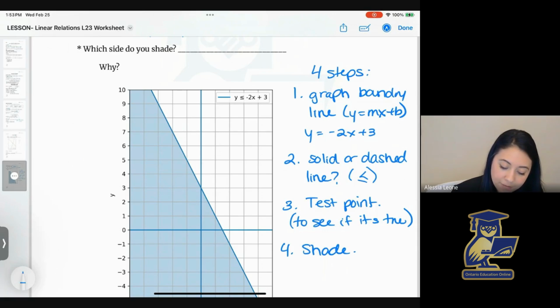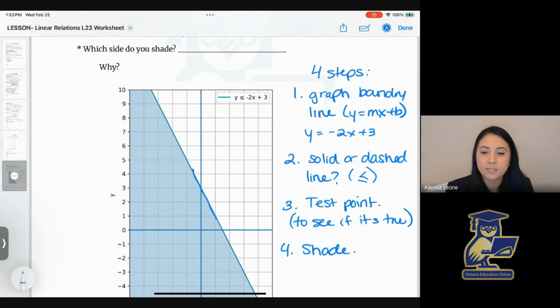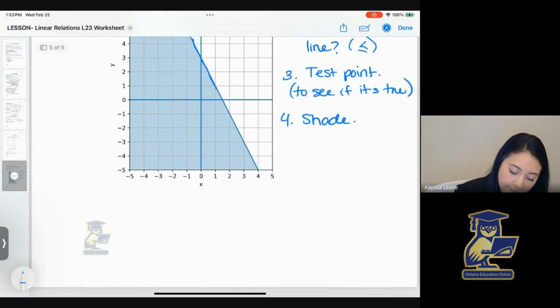So we graphed our boundary line here. We graphed the negative 2x plus 3. That's this line right here. I'm just going to draw over it. That's that line, going all the way across. That's our boundary line. We know it's solid because the inequality is showing us this sign. So we know it's a solid line. And now we have to test our point to see what is true and what we have to shade. So let's use our test point.